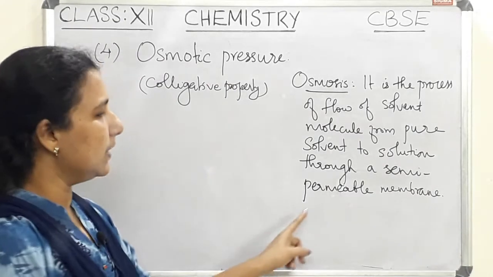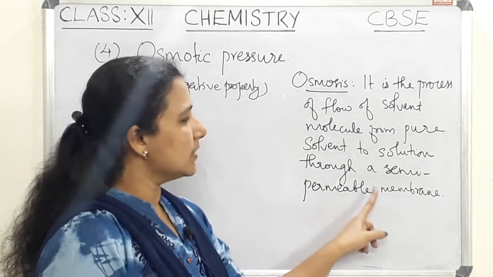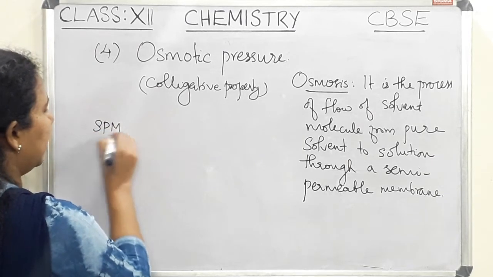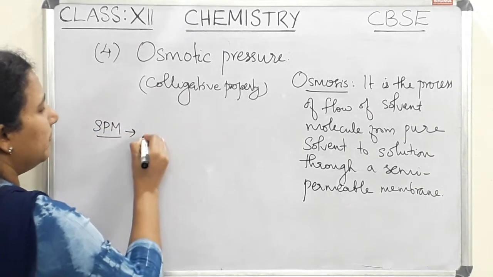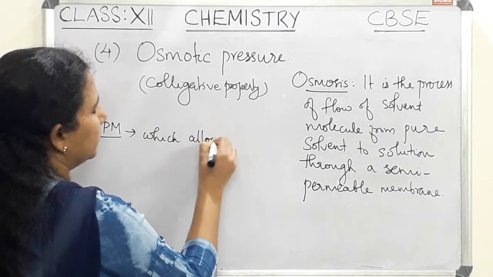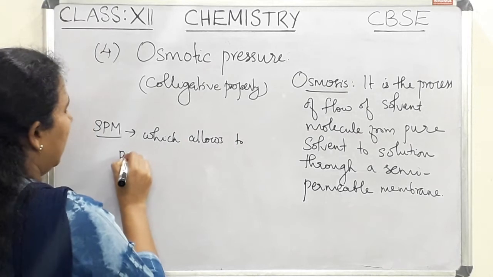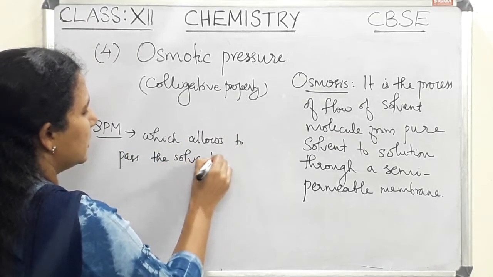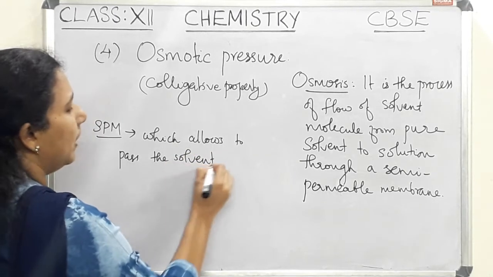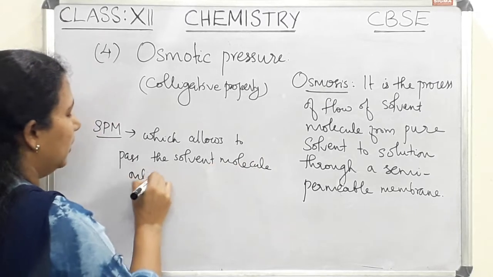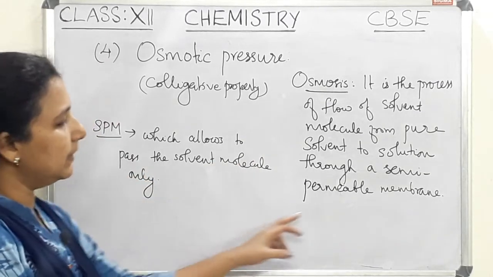So a semi-permeable membrane is used here. Actually, a semi-permeable membrane, SPM, is a membrane which allows only the solvent molecules to pass. So this is a membrane which allows the solvent molecule only to pass. This is called a semi-permeable membrane.